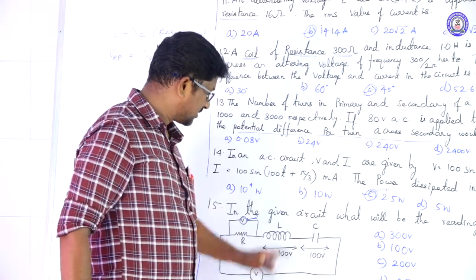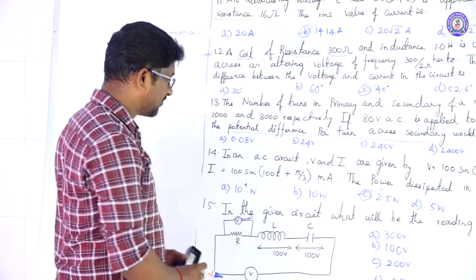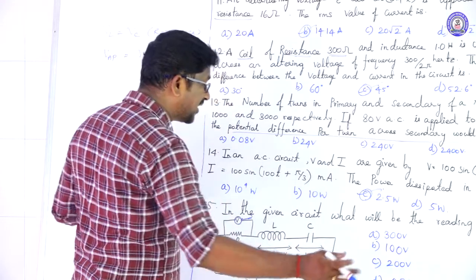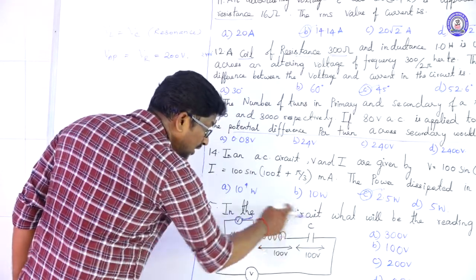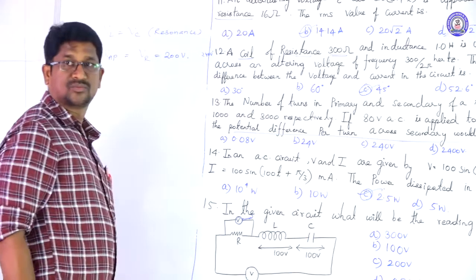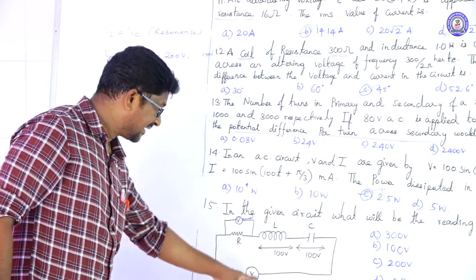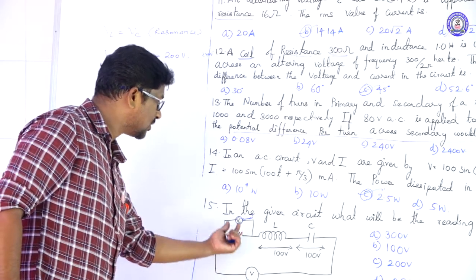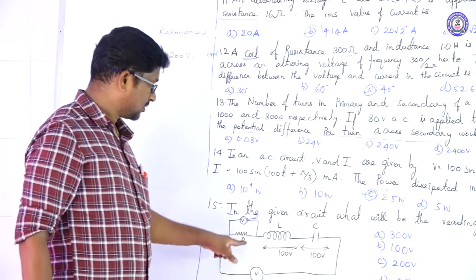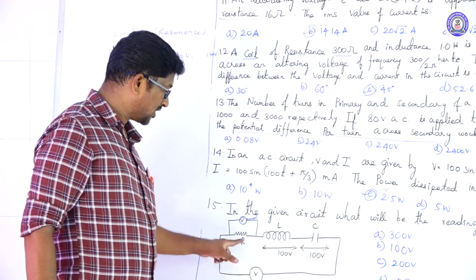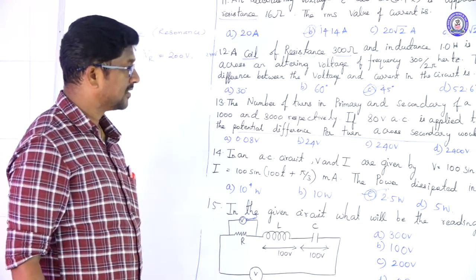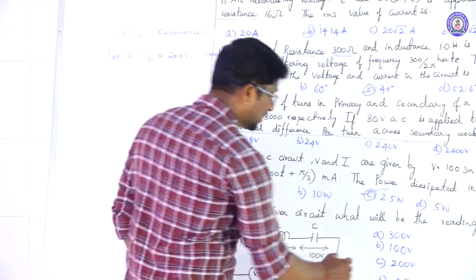At the resonance condition, there is no net voltage across the inductor and capacitor. Actually, voltages exist across the inductor and the capacitor, but the two voltages are 180 degree out of phase. So the net voltage across these two is 0. So the entire applied voltage appears only across the resistor. So the voltage across the resistor is 200 volt, which is read by the voltmeter. So the voltmeter reading is 200 volts.